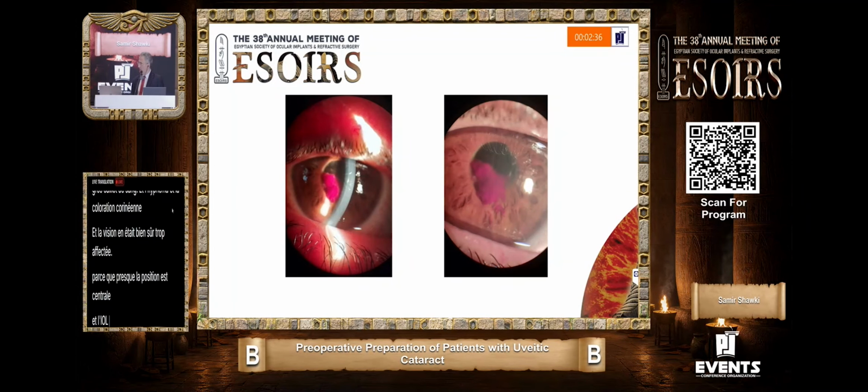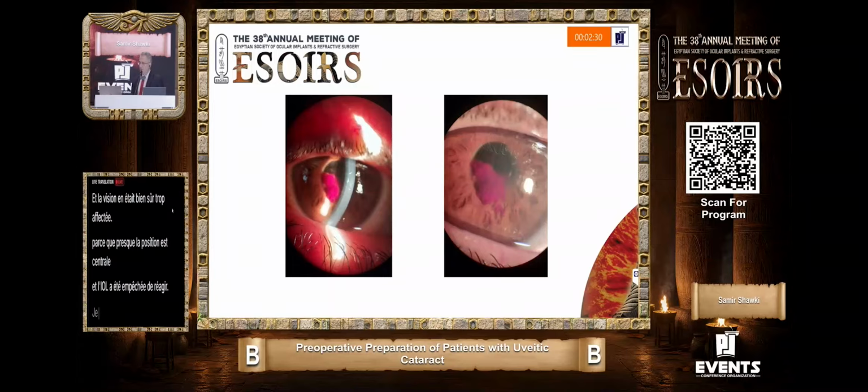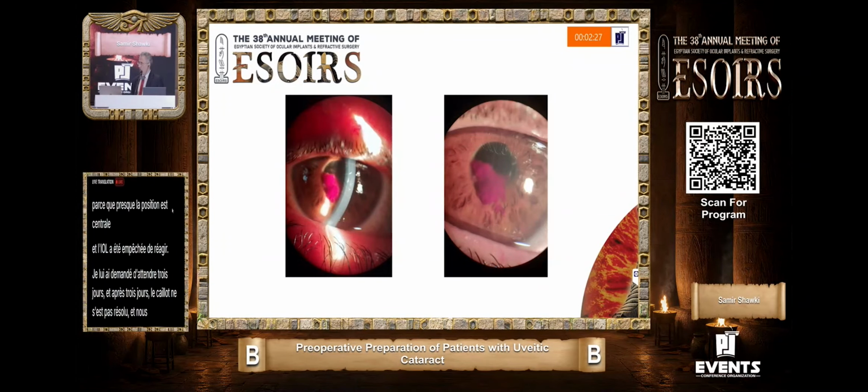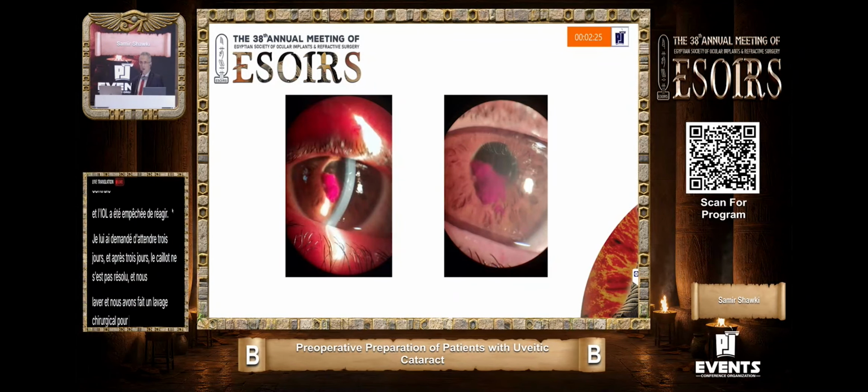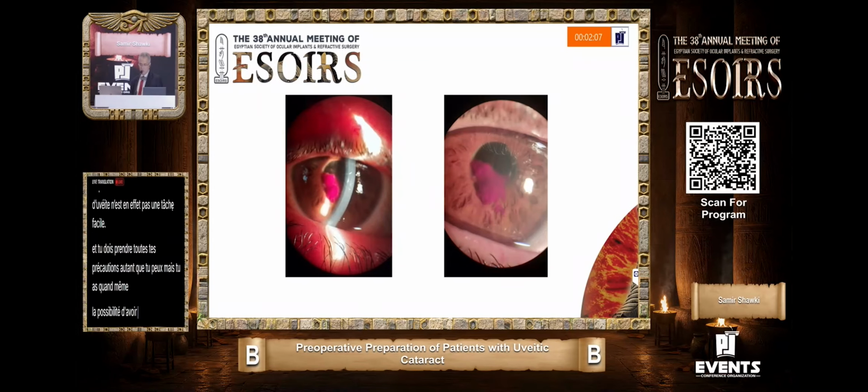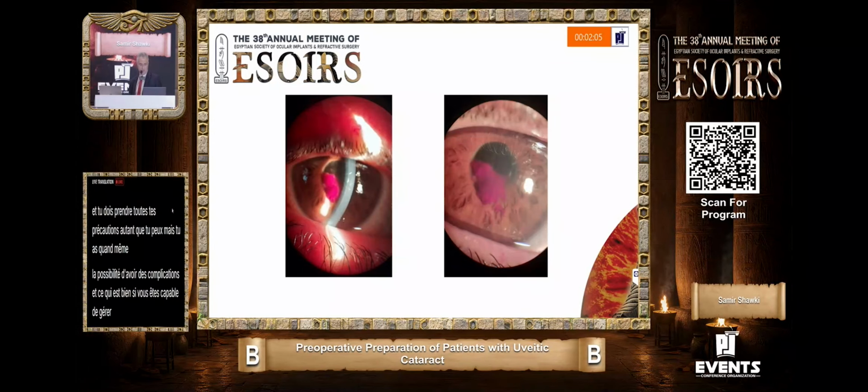I asked her to wait for 3 days, and after 3 days the clot didn't resolve, and we had to do a surgical wash for her 2 days ago. So cataract surgery in uveitis is not an easy task, in fact, and you have to take all your precautions as much as you can, but you still have the possibility of having some complications, and the good thing is if you are able to deal with your complication.